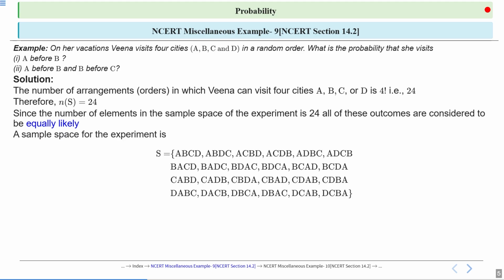So what is the sample space of this experiment? Here you can see Veena can visit first city A, then B, then C, then D. And then Veena can visit first city A, then B, then D, then C. And like this, you will obtain such 24 elements in sample space S. So this is our corresponding sample space for this experiment. Note this sample space.